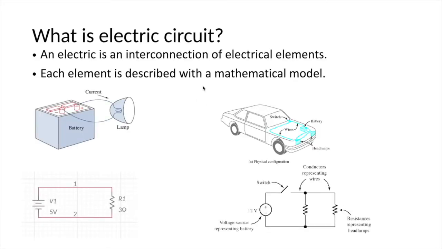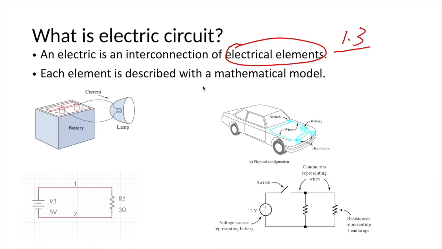In chapter 1.2, we will introduce four basic quantities, which are current, voltage, power, and energy. First of all, we will introduce what an electric circuit is. The definition is that an electric circuit is an interconnection of electrical elements. The definition of electrical elements will be discussed in chapter 1.3. But let's take a look at two examples.